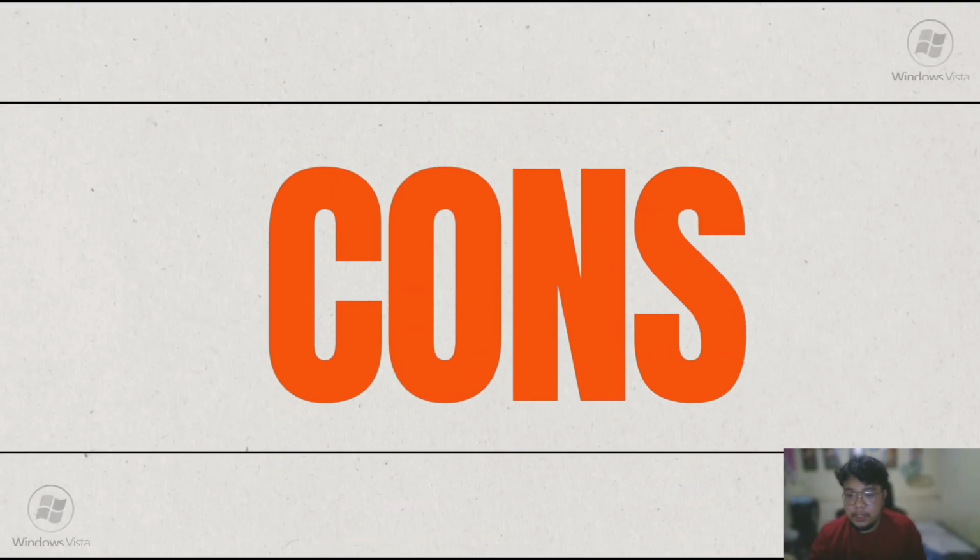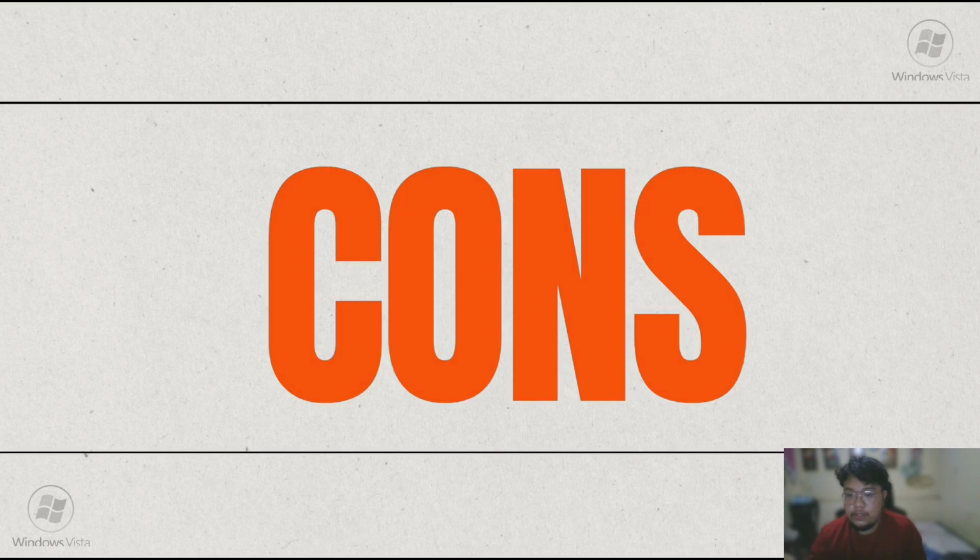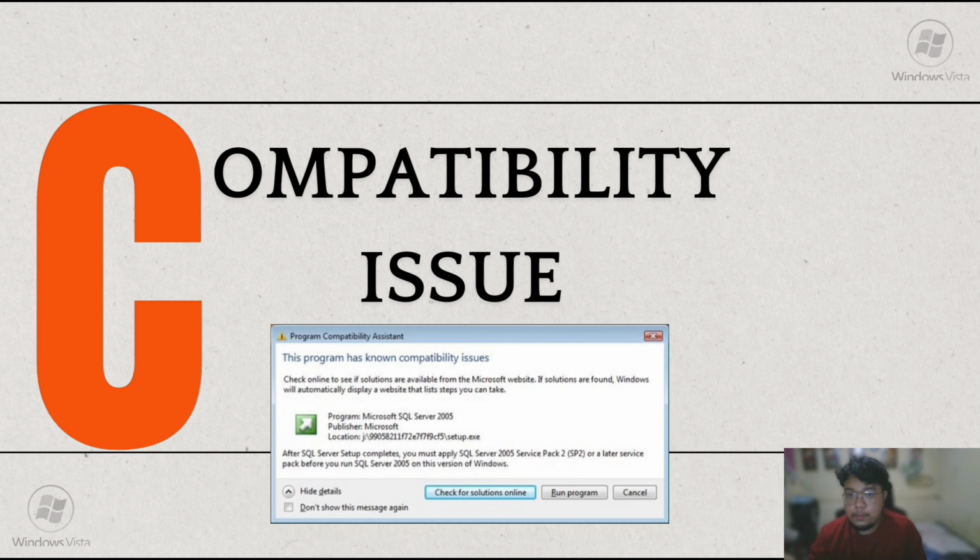Now that we know the pros of using Windows Vista, thanks to the informative and well-explained discussion earlier by Mrs. Aplaza, I am now going to talk about its opposite side, which is the cons. Windows Vista faced significant criticism and is generally considered one of the less successful versions of the Windows operating system. For the reason why, here are some of the key cons of using Windows Vista.